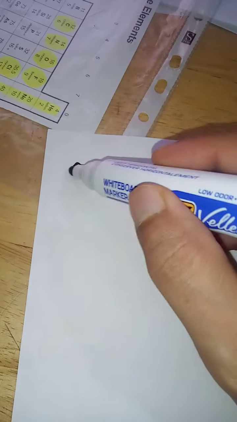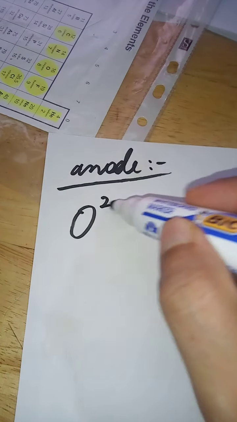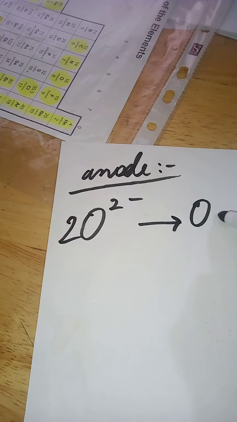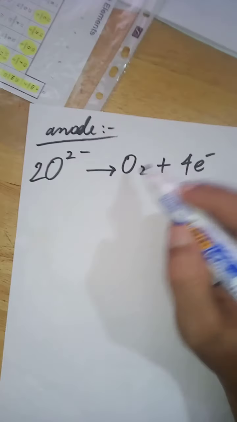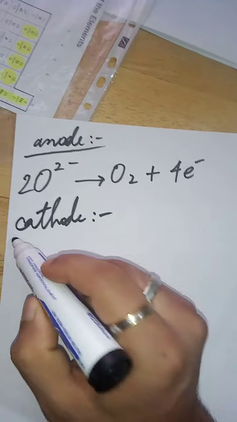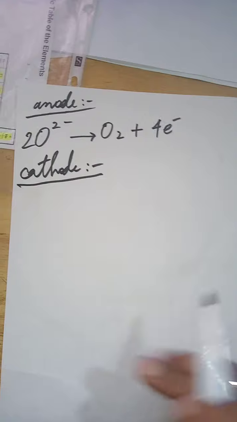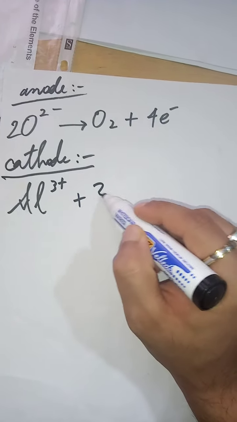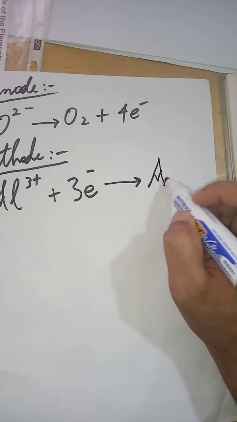So at the anode, oxygen will be getting released, and at the cathode, it will have to be aluminium ions reduced to reach the elemental state.